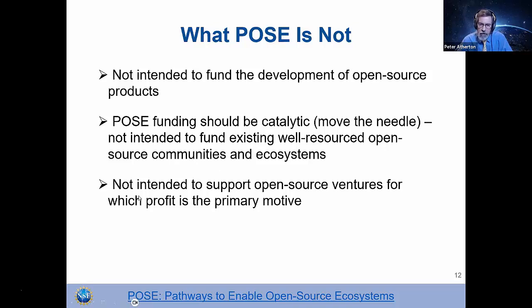And thirdly, POSE is not intended to support open source ventures for which profit is the primary motive. Obviously, you can go and form a for-profit organization if profit is the primary motive. Our primary motivation here at the end of the day is societal and national impact. And so obviously an open source ecosystem has to be sustainable. It has to find a way to sustain itself, but profit should not be the primary motive.